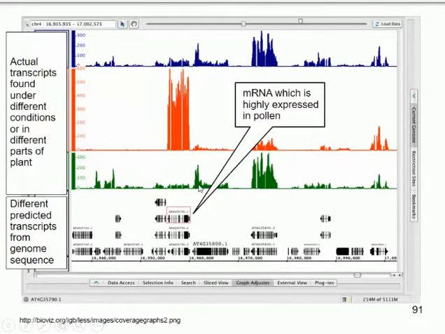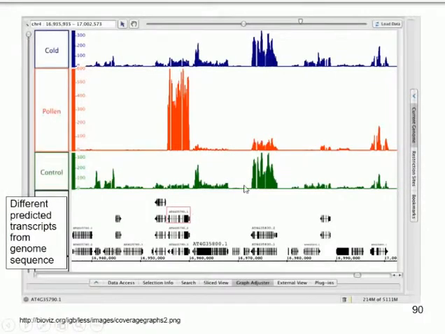Then what you've got here is some control tissue, some tissue that's been exposed to cold, and some pollen. So you're looking at the expression levels of different genes under normal conditions, in pollen, and under cold conditions. And what you can see straight away is that here's a gene which is very highly expressed in pollen. You're getting lots and lots of reads for that gene. A couple of introns in there, but that gene is not expressed at high levels in control tissue or under cold, very highly expressed in pollen.